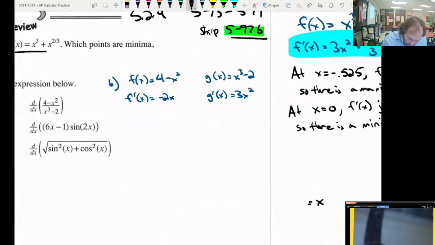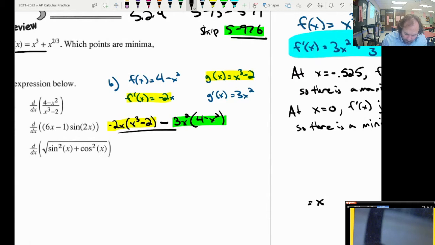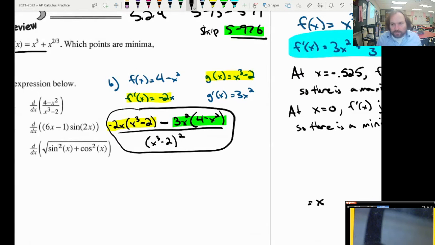So whatever you want to do to remember that. For our quotient rule here, we need our original g times f prime. We need x to the 3rd power minus 2 times negative 2x. I'm going to put that in front. Minus 3x squared times, in parentheses, 4 minus x squared. So there you go. Your original g times f prime, and original f times g prime. This all goes over g squared, x to the 3rd minus 2 squared. Walk away. Do not do any more simplification. You don't need to. You can't do it anyway. Who cares? That's the derivative.